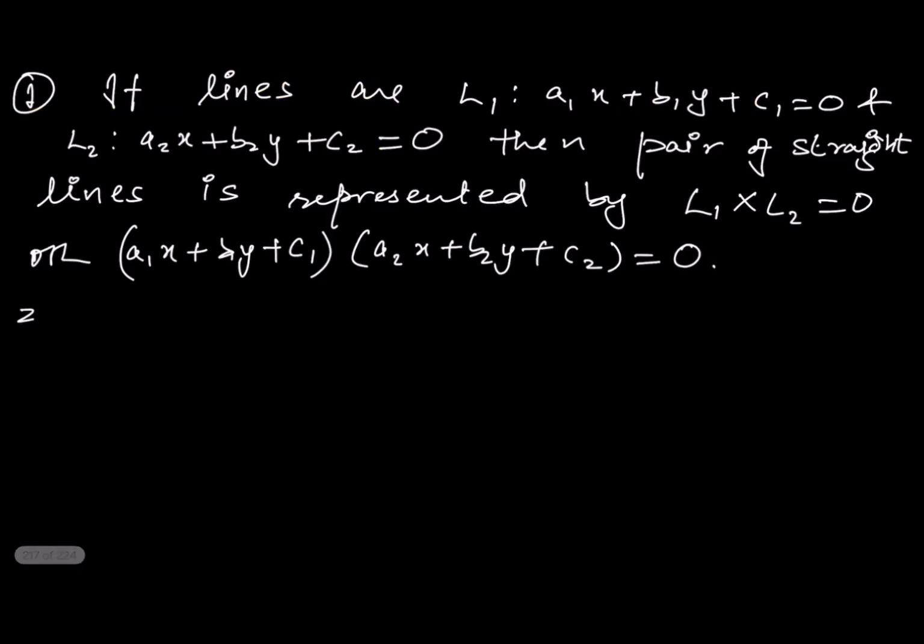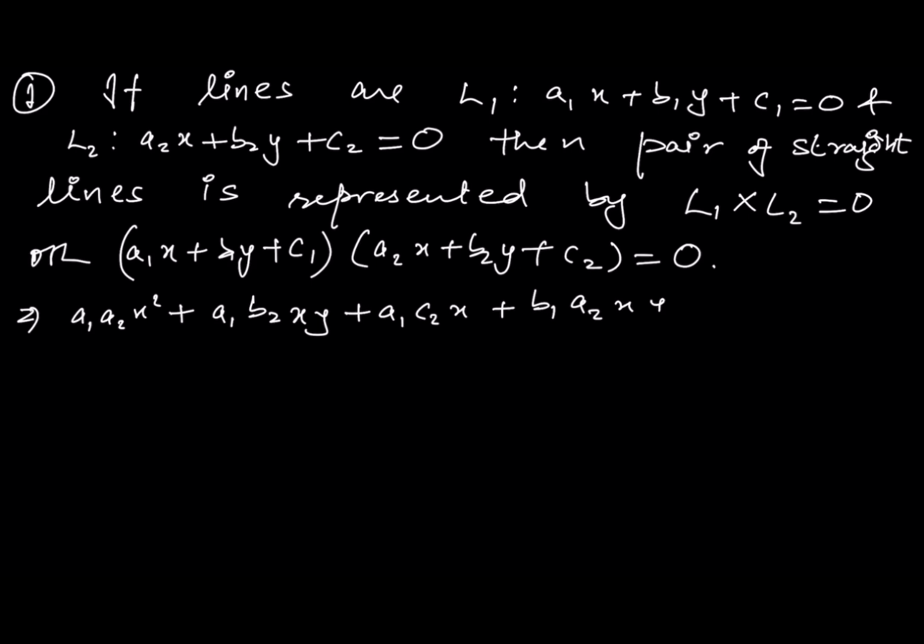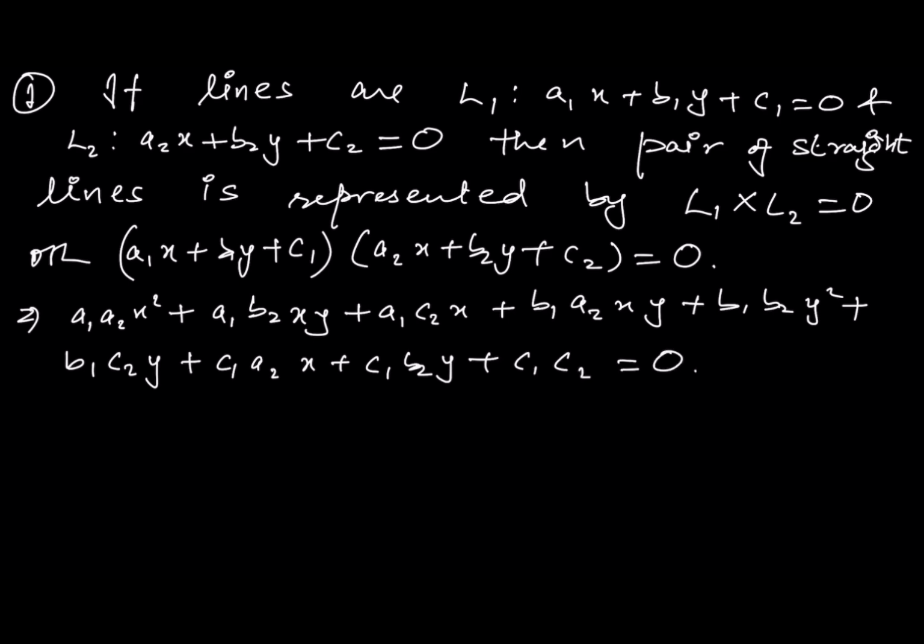Okay, if I multiply term by term in these two brackets, then I will get like this: a1a2 x square plus a1b2 xy plus a1c2 x plus b1a2 xy plus b1b2 y square plus b1c2 y plus c1a2 x plus c1b2 y plus c1c2 is equal to 0.